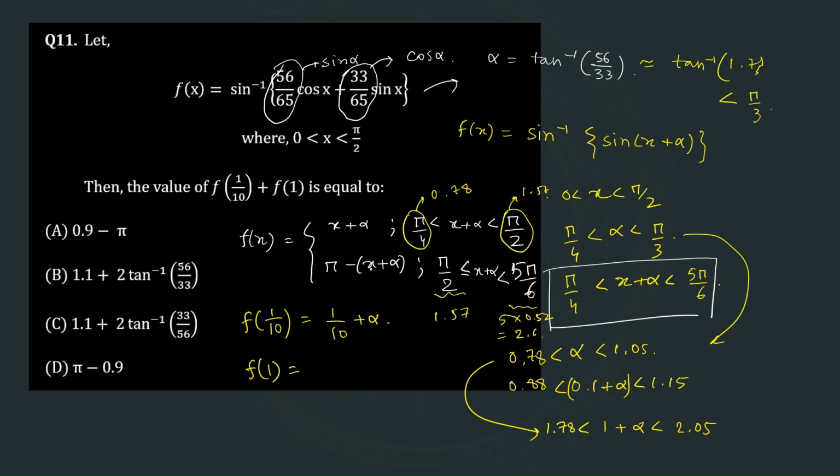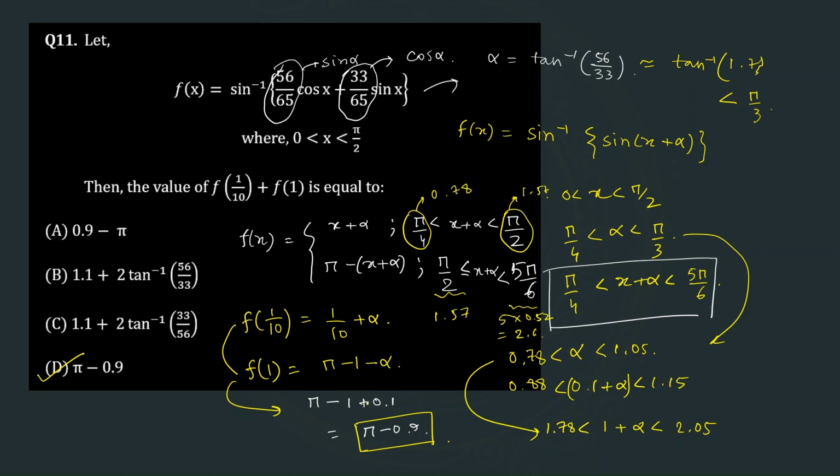So f of 1 will be pi minus 1 plus alpha, so pi minus 1 minus alpha. Their sum, if we calculate, will be equal to pi minus 1 plus 0.1. So overall pi minus 0.9 is the final answer to this question. So option D will be the correct option. Keep in mind that you have to always check whether this theta lies in the principal domain or not. Otherwise your question will be wrong.